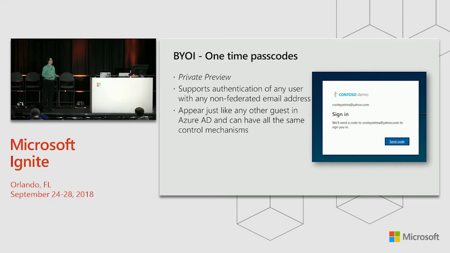And the one point I really want to stress when it comes to one-time passcodes is, as I've been talking to people about it, a lot of people seem to assume that these are going to be second-class guests. They're not going to have all the functionality of other guests. And that's not true at all. These are still first-class guests in the Azure Active Directory system. You can put the same control mechanisms on them as you would any other guest. You can give them the same access to resources or apps as you would for any other guest. It's just their authentication mechanism is a little bit different than everybody else. But that doesn't affect what kind of rights or controls you can put on them.